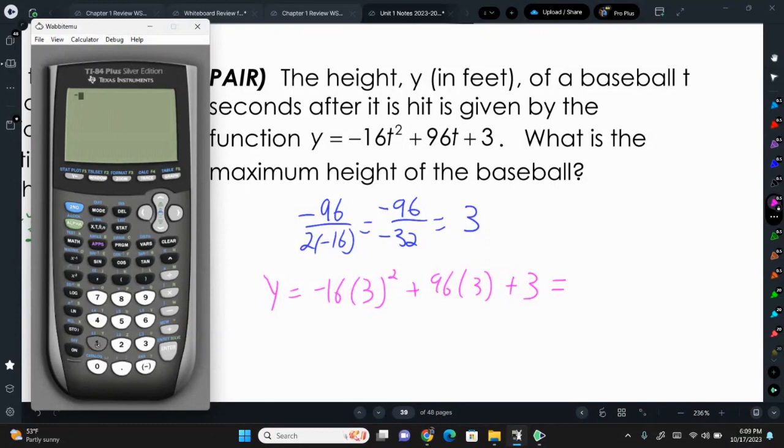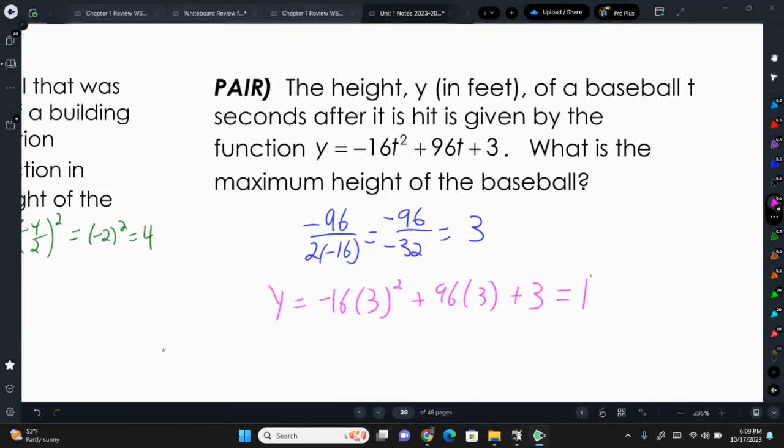All right, so we're going to type this in the calculator. -16 times 3 squared plus 96 times 3 plus 3, and we get 147 feet. So that didn't take that long, doing it the negative b over 2a.